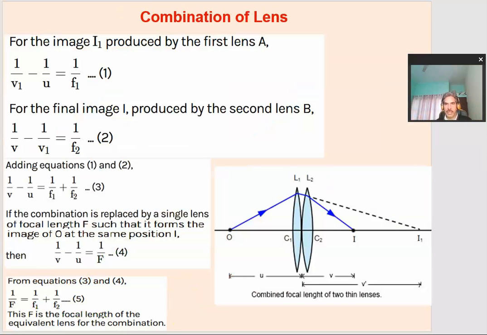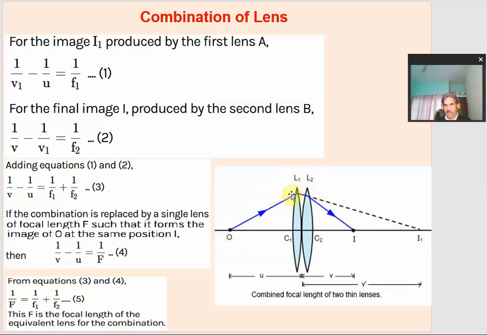Now we can discuss how the focal lengths of the two lenses which are combined together are related to each other, and how they give rise to a new focal length which is equivalent to some lens which produces the same effect, right? Suppose that we have two lenses, we are taking the same diagram for which the object is O. Its virtual image is formed by lens L1, virtual because it is the second lens which is placed in contact with the first lens.